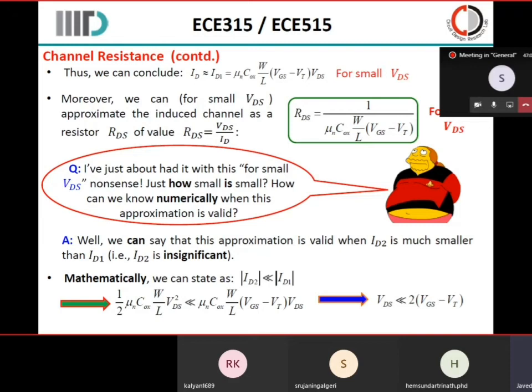Otherwise, when you build something called a large signal, like how Robin just described in his power amplifier, you will need a larger VDS value. So the moment the VDS is within the large signal domain, this is not applicable. So it should always be that your VDS is very small compared to VGS minus VT.